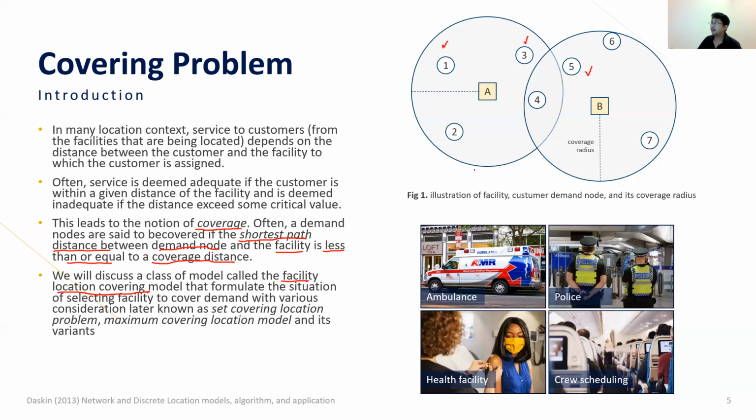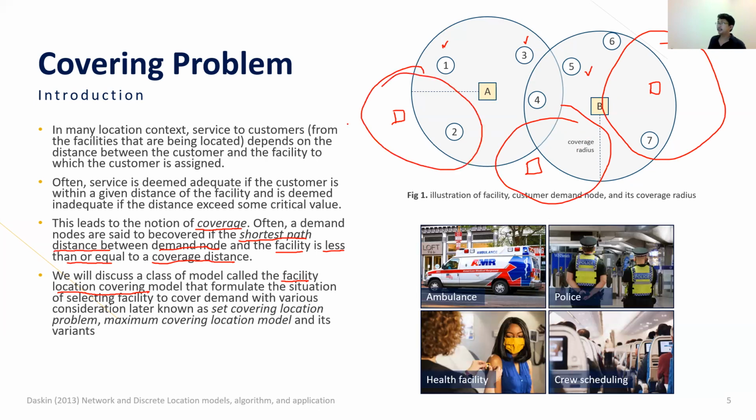Now, the question is, let's say here you have another facility with its own coverage area. And now if you want to find the minimum number of facilities to be used so that all the demand is covered, which facilities will you use? That problem is addressed as a covering problem. In particular, we call it the set covering problem.